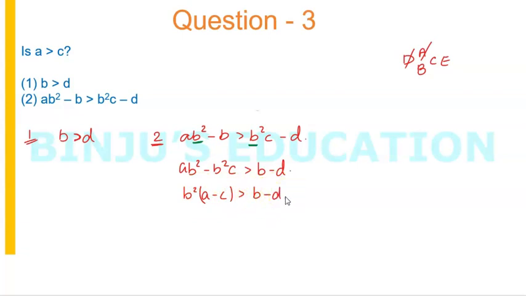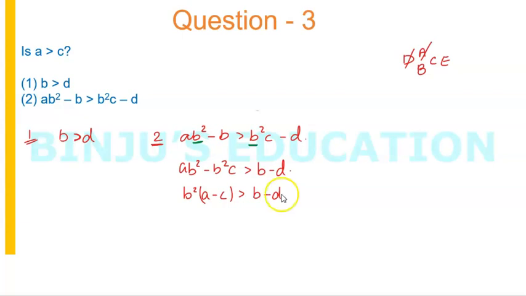Now the interesting part is, the question is: is A greater than C? Do we know B? No. Do we know the relationship between B and D? No. Just using the second statement, no, we don't know that. Do we know B square? No. We just know that B square into (A minus C) is greater than B minus D.